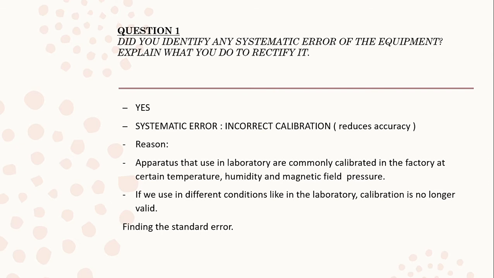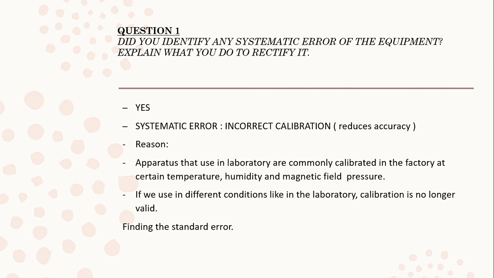The apparatus that is used in the laboratory is commonly calibrated in the factory at a certain temperature, humidity, magnetic field, and pressure. If we use it in different conditions, like in the laboratory, the calibration is no longer valid. That will cause a discrepancy between two data. And I rectify it by finding the standard error.